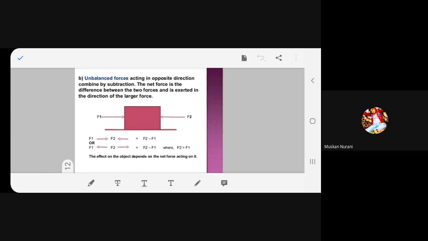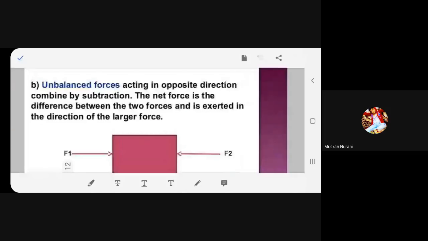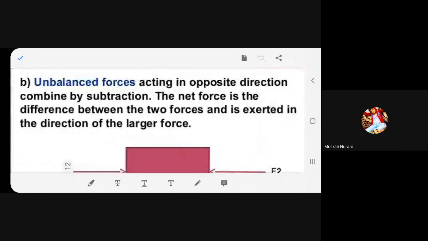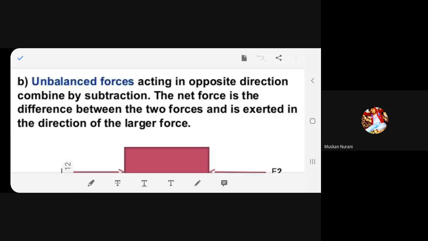Now we've come to the second point. Read. Number B. Unbalanced forces acting in opposite direction combine by subtraction. The net force is the difference between the two forces and is exerted in the direction of the larger force. Okay. This is also an unbalanced force. That means one force is greater than the other.